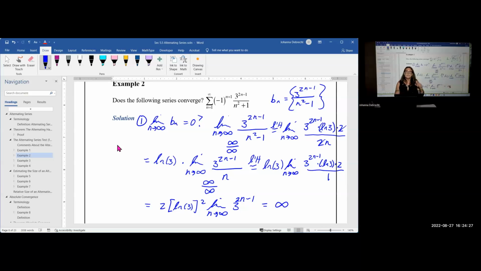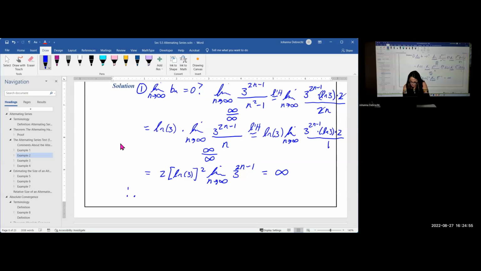Now, this is only one of the 3 conditions to apply the alternating series test, but it failed. I can stop. I cannot apply the alternating series test. It failed one of the conditions. Just stop the alternating series test. In fact, because this is the divergence test, we can now say that this diverges by the divergence test.